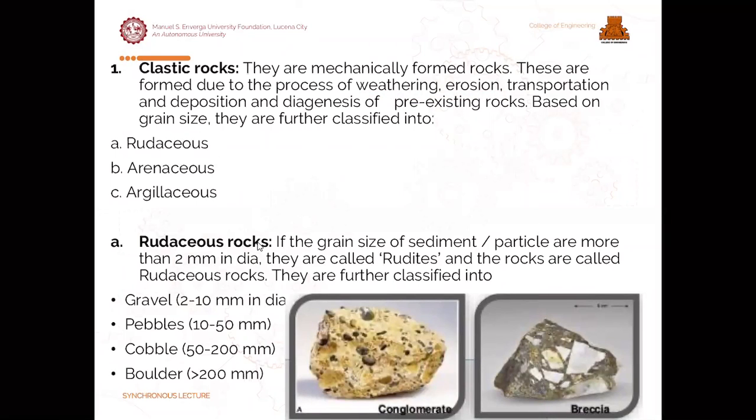Okay? So further classified siya into three. So meron tayong rhodaceous, arenaceous, tsaka argillaceous. Okay? So pag sinabing rhodaceous rocks, okay? So yung grain size of sediments or particles are more than 2 mm in diameter. Okay? So called rhodites. And the rocks are called rhodaceous rocks. Okay? So again, may further classification pa siya. So ano na lang siya, no? So gravel, pebble, cobble, and boulder. Okay?